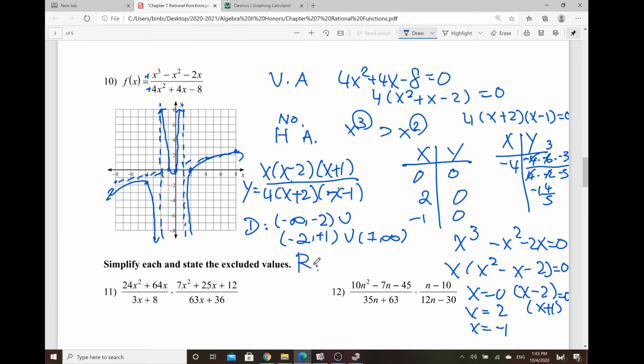And then for the range, it's hard to tell, okay? Because that's a slant asymptote. So for the range here, there's no need to worry. You can say that the range is all the way from negative infinity to infinity, because this one is just a slant asymptote. It's not a horizontal asymptote. So just define the domain.